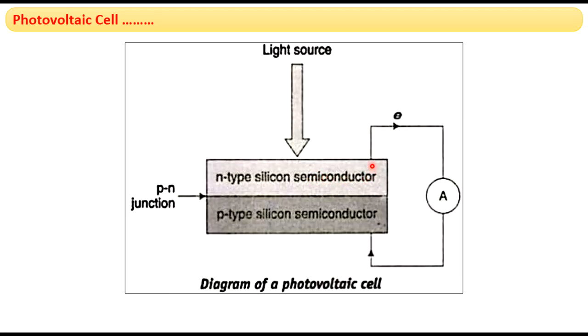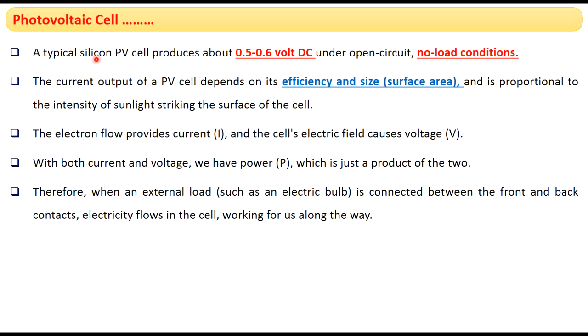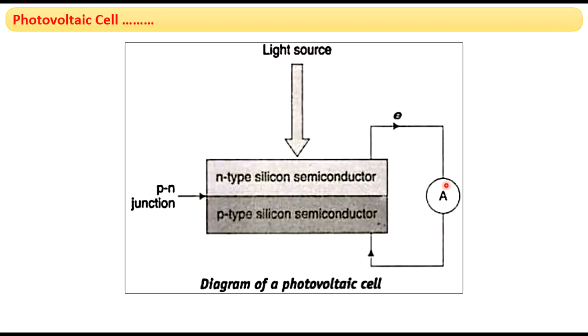The electrons will flow through the electrical load. Here, if we apply an electrical load, the electrons will flow through the load and they will reach the p-type silicon semiconductor. So a typical photovoltaic cell made up of silicon will provide 0.5 to 0.6 volts of direct current, especially under open circuit no load conditions. So when no load is applied, we will be getting 0.5 to 0.6 volts.